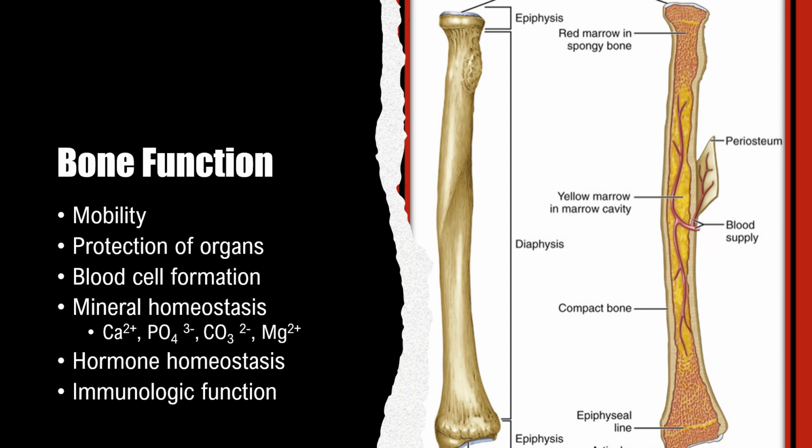Bones also have a crucial role in mineral homeostasis, such as storing minerals, i.e. calcium, phosphate, carbonate, and magnesium. These minerals are essential for the proper performance of many delicate cellular mechanisms. They have a role in hormone homeostasis and assist in maintaining normal immunologic function.